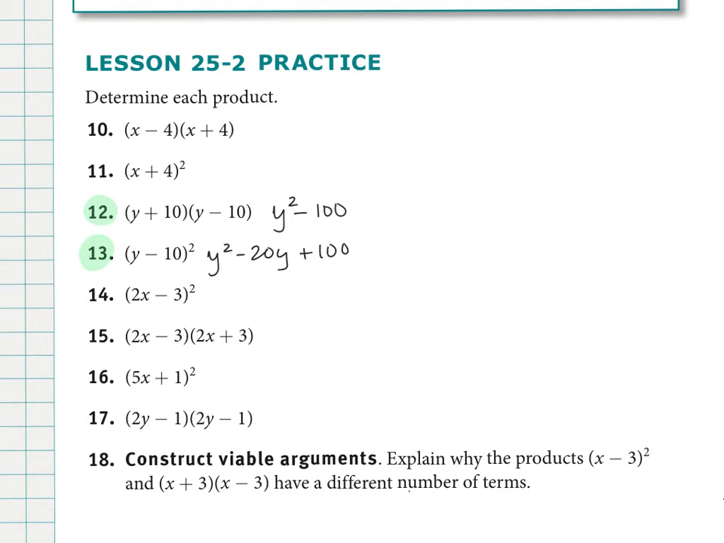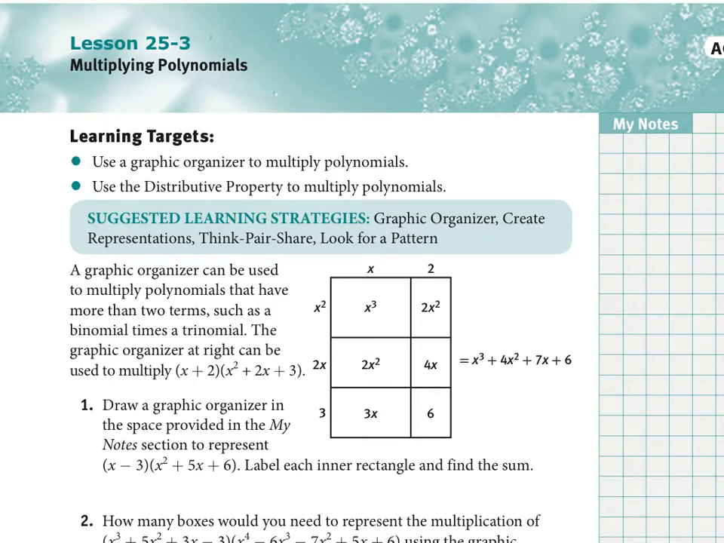So now we're going to turn to lesson 25.3. Let's start off looking at our learning targets here. We're going to use a graphic organizer, so we're going to use that box method to multiply polynomials. And we're also going to use the distributive property to multiply polynomials. So really the main difference here is we're not just doing two terms anymore. It's not just binomials. We might use monomials. We might use trinomials. So we're taking it a step up from what we learned in our previous lesson.